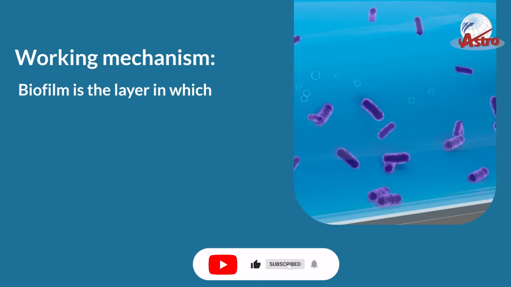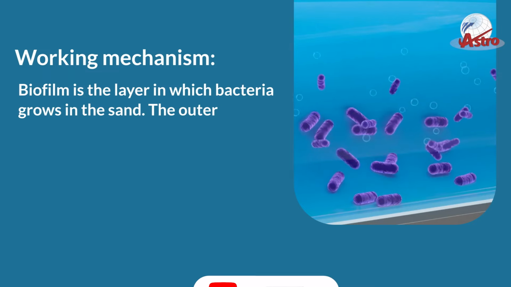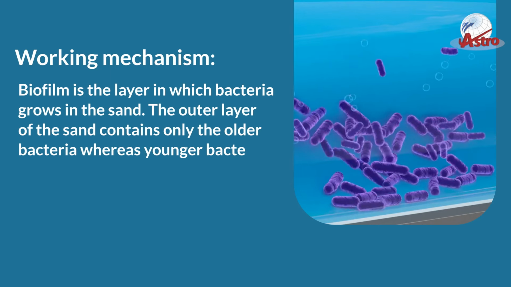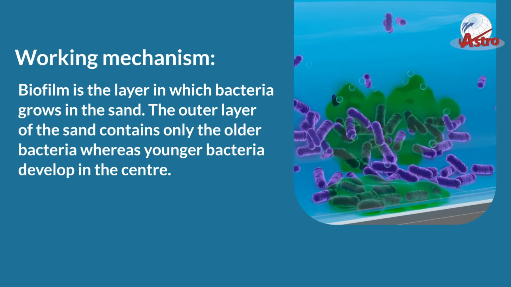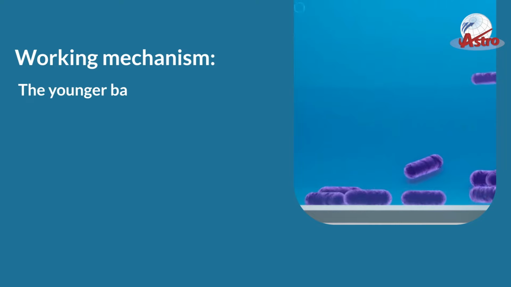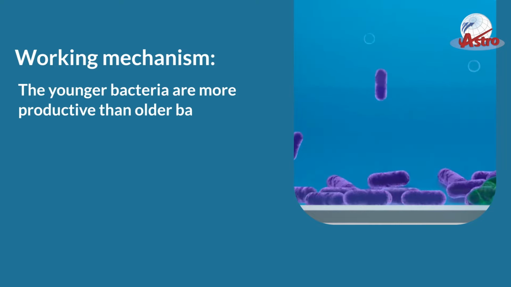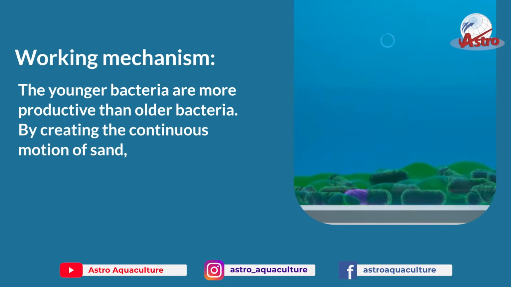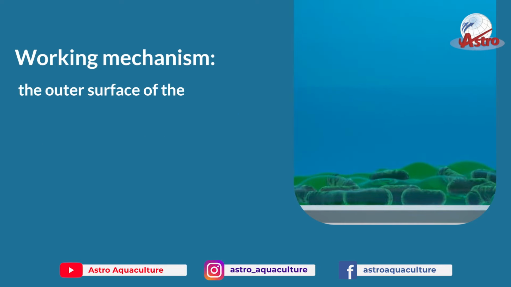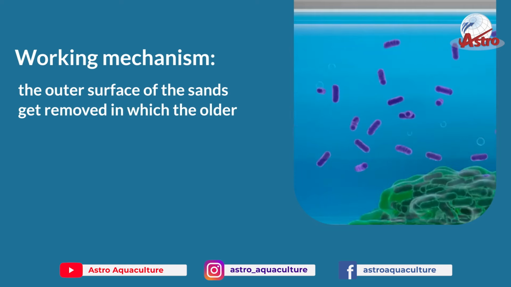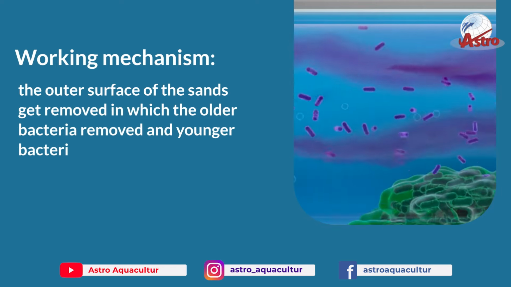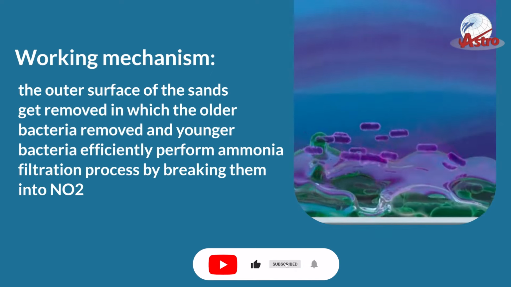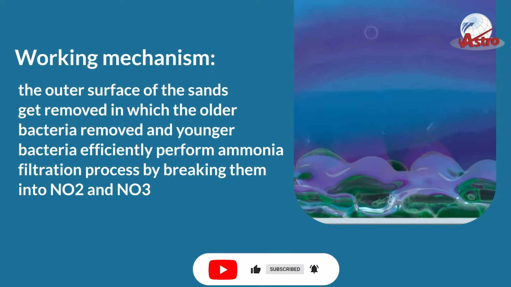Biofilm is the layer in which bacteria grows in the sand. The outer layer of the sand contains only the older bacteria, whereas younger bacteria develop in the center. The younger bacteria are more productive than older bacteria. By creating the continuous motion of sand, the outer surface of the sand gets removed, along with the older bacteria, and younger bacteria efficiently perform the ammonia filtration process by breaking it into NO2 and NO3.